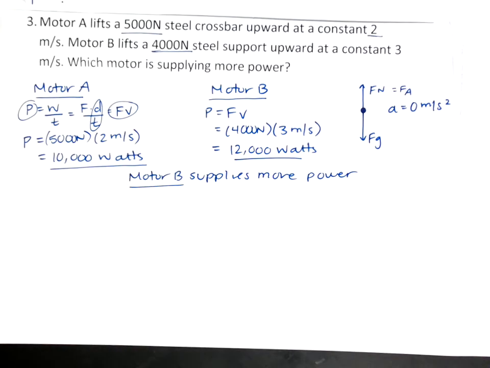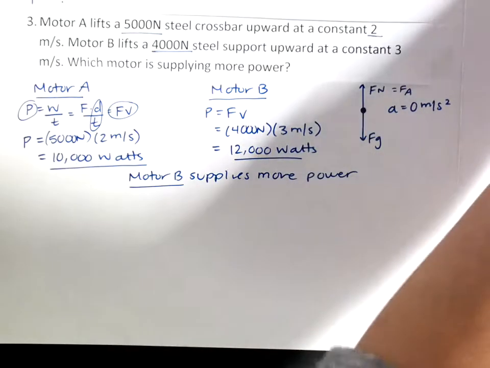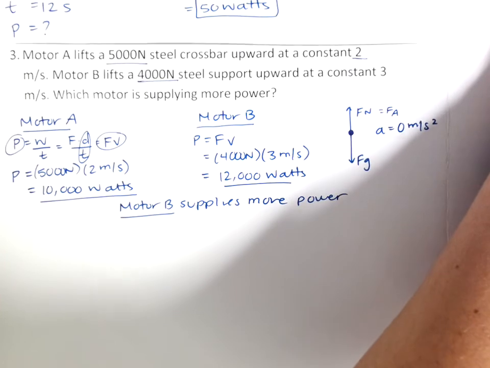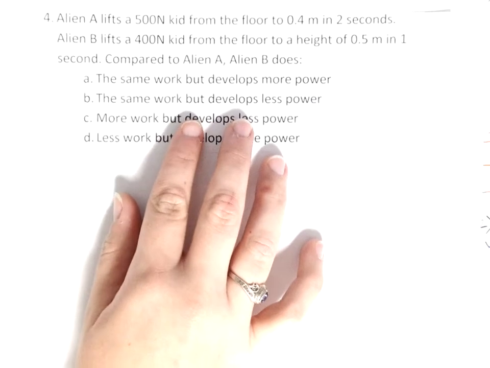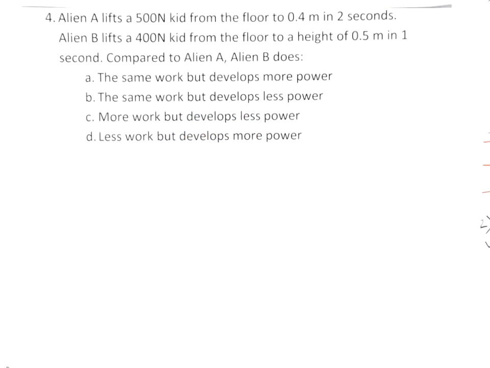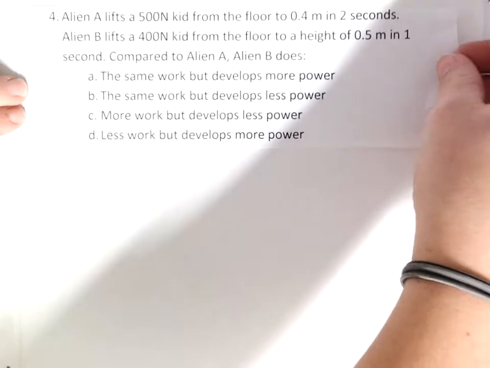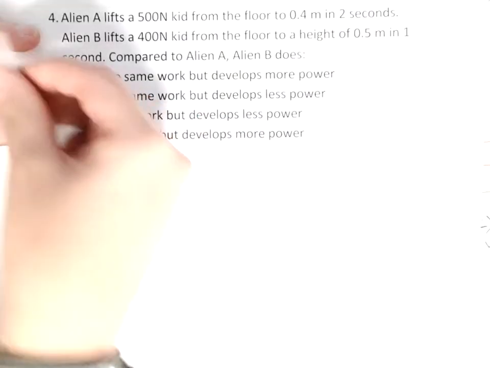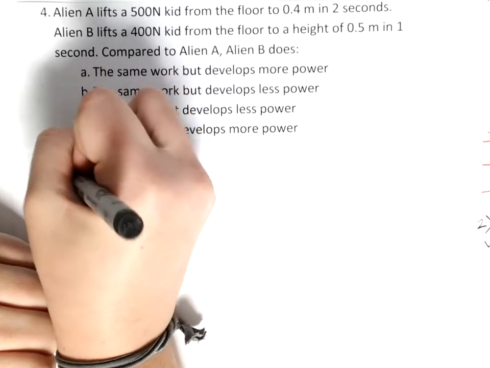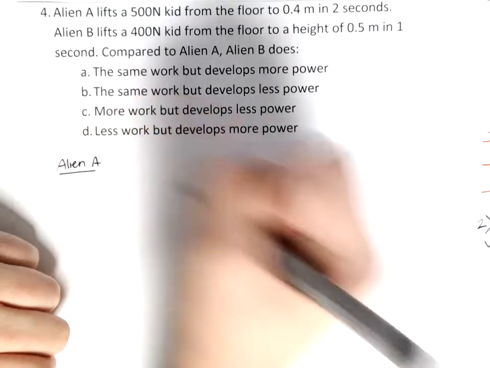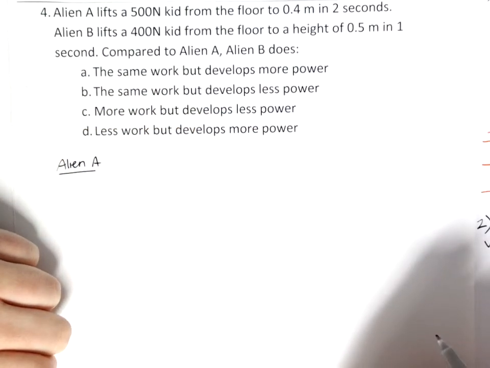Okay, let's do one more example, and I think you guys should be okay with power. Okay, so in this scenario we have two different aliens. We have alien A, who lifts a 500 Newton kid from the floor to 0.4 meters in 2 seconds. So let's just draw a little scenario for us. Alien A, he's lifting a 500 Newton kid from the floor to 0.4 meters.